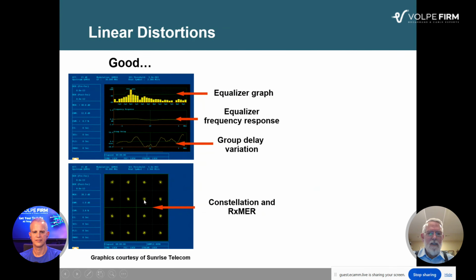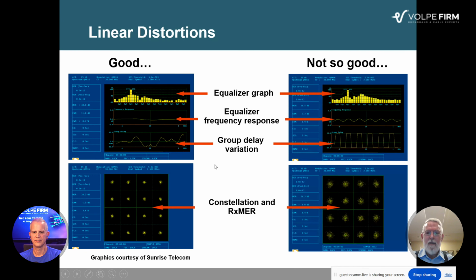Constellation, this is 16 QAM. This is in the upstream for both of these. And look, the symbols are nice and small and tight. The RxMER is really good at 28 dB. No pre or post-vec bit error. So this is good. This ain't.